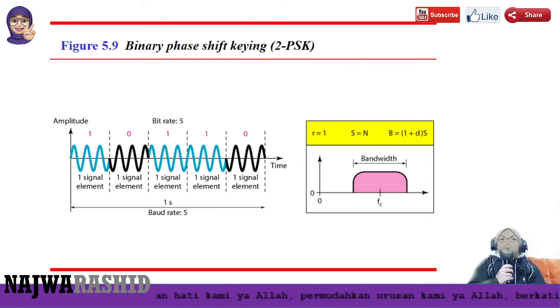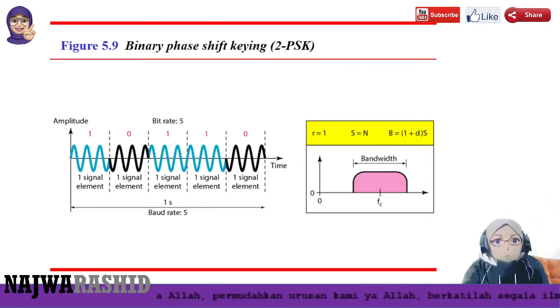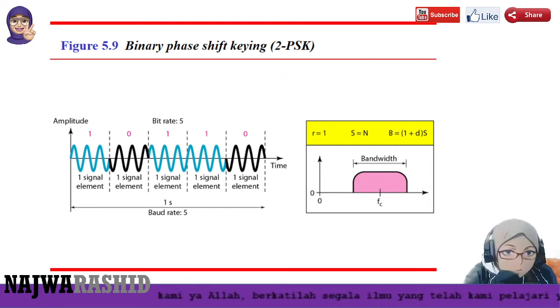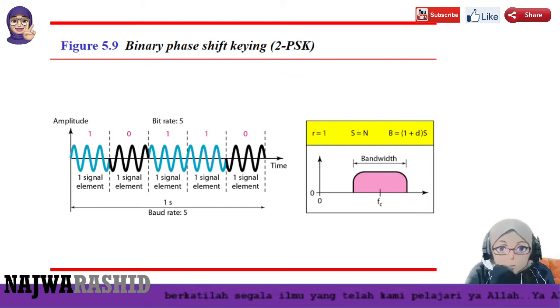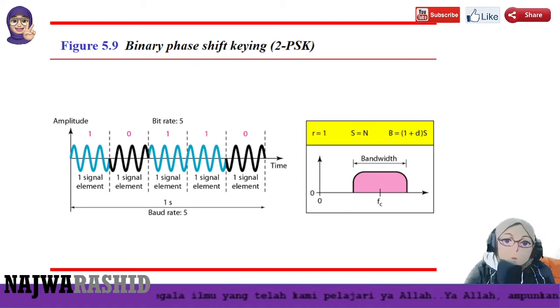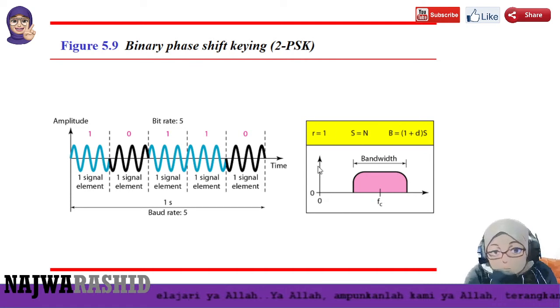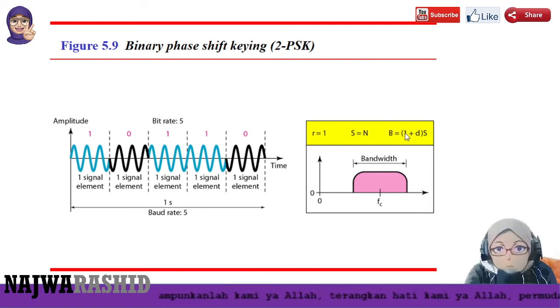Okay, the next part is about phase shift keying, or 2 phase shift keying. So 2 refers to binary, 1 and 0. So the formula, R equal to 1, S equal to N. Signal rate and bit rate are similar. And bandwidth is (1 plus d) times S. Okay, similar to amplitude shift keying.